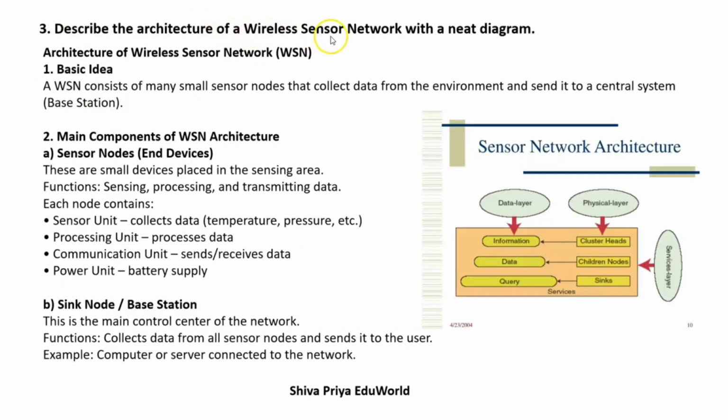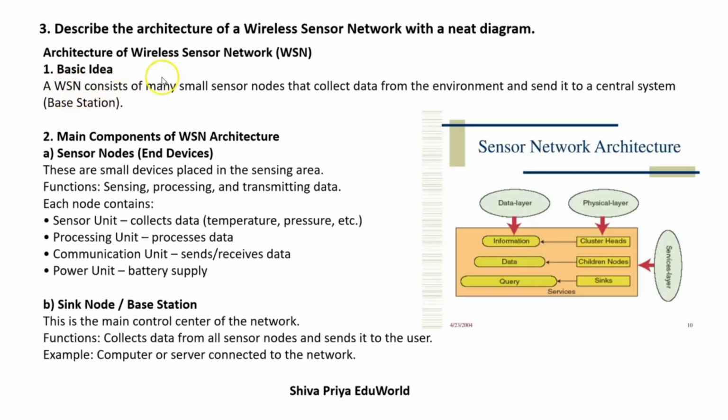Describe the architecture of a wireless sensor network with a diagram. How exactly the wireless sensor network works, we have to explain with the architecture diagram. Here, the wireless sensor network consists of many small sensor nodes that collect the data from the environment and send it to the central system, the base station. This is how exactly the architecture works. If you understood this perfectly, then you can write it down in your own words.